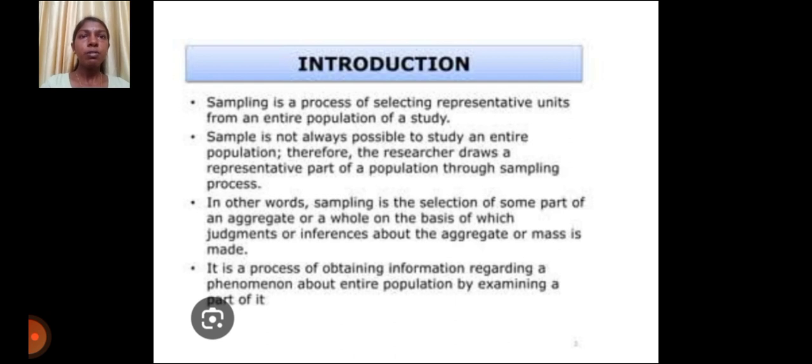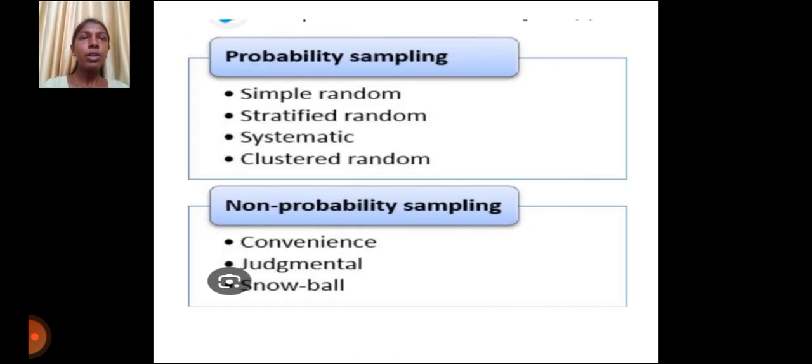Sampling is a process of selecting representative units from an entire population of a study. It is not always possible to study an entire population. Therefore, the researcher draws a representative part of the population through the sampling process. In other words, sampling is the selection of part of an aggregate or whole, on the basis of which judgments and inferences about the aggregate are made. It is a process of obtaining information regarding a phenomenon about the entire population by examining a part of it.